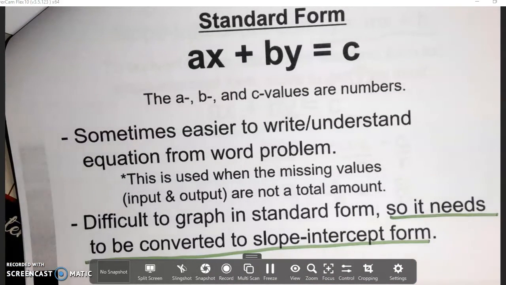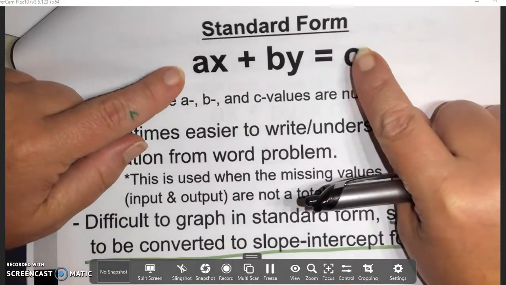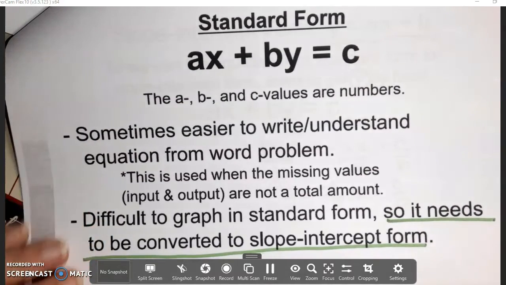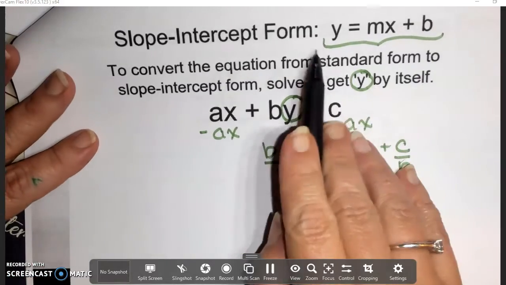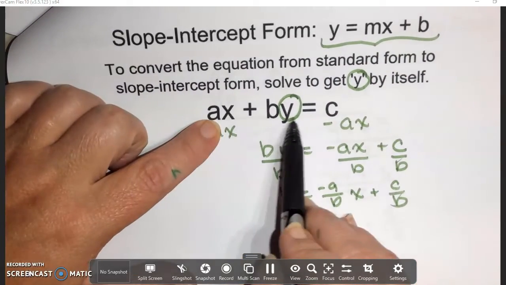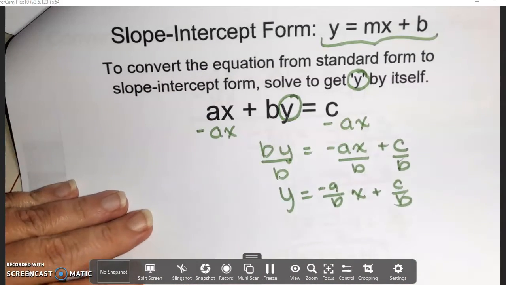Sometimes it's easier to write or understand an equation from a word problem. This is used when the missing values are not the total amount. It's difficult to graph from this standard form. Ax plus By equals C is your standard form. So you have to convert it to slope-intercept form. Slope-intercept form is y equals mx plus b. So we're doing the same thing. We're just isolating the y. We're getting the y all by itself.